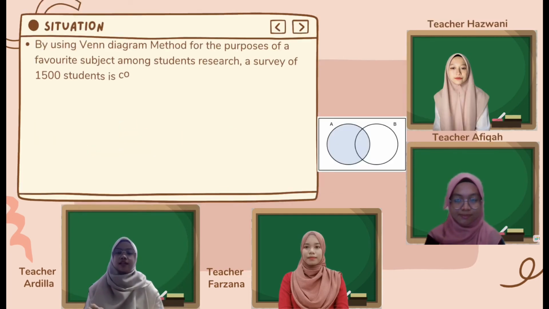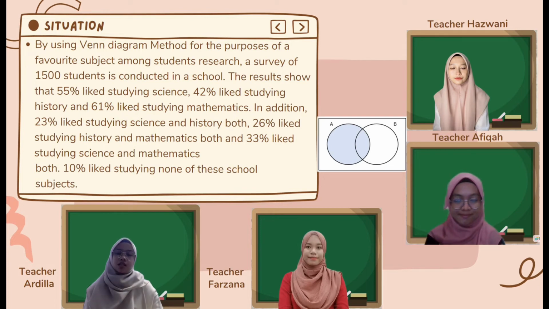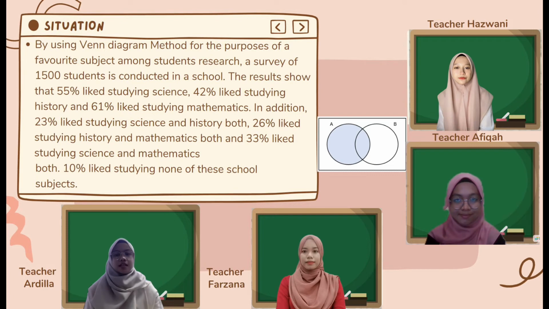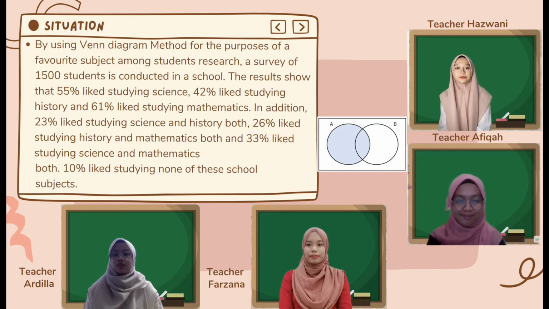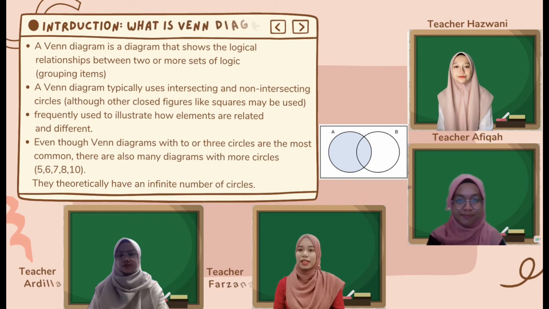So today, at this meeting, I want us to discuss research that I have done. For the purpose of finding the favorite subject among students, a survey of 1,500 students was conducted in this school. The result shows that 55% like studying science, 42% like studying history, and 61% like studying mathematics. In addition, 23% like studying science and history both, 26% like studying history and mathematics both, and 33% like studying science and mathematics both. 10% like studying none of these school subjects. How can we know how many students like each subject?